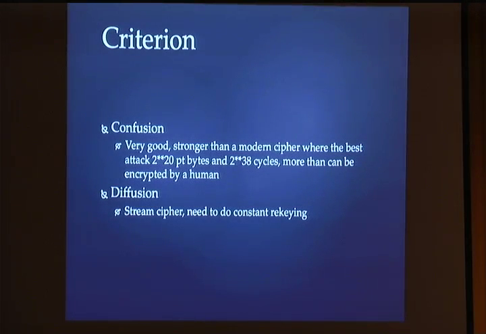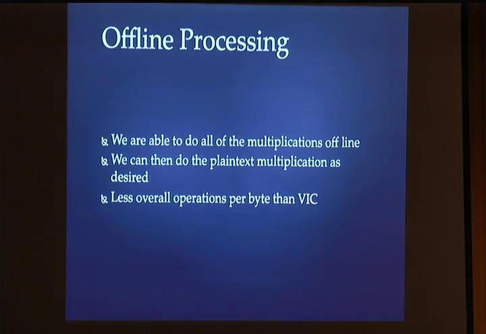The best attack against this cipher normally is 2 to the 20 and 2 to the 38 cycles. I'm never going to encrypt 2 to the 20. It's pretty much a chunk of the Library of Congress, like a non-trivial chunk, like a wing. I'm not going to write that much. And it's a stream cipher, so you have to do constant rekeying. Finally, we can do offline processing. We can do all of these things and actually write out all I would need for this before I ever have to do this, which makes our lives much easier. And it's at less overall operations per byte than VIC.